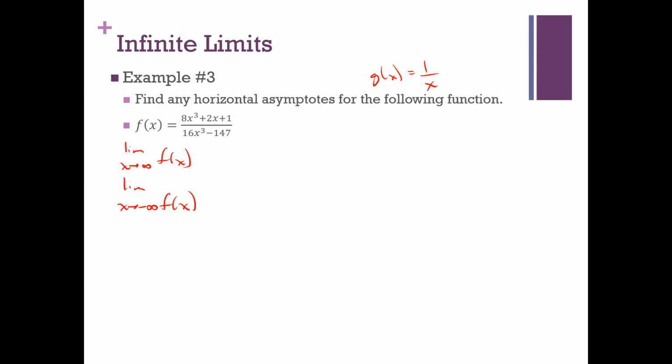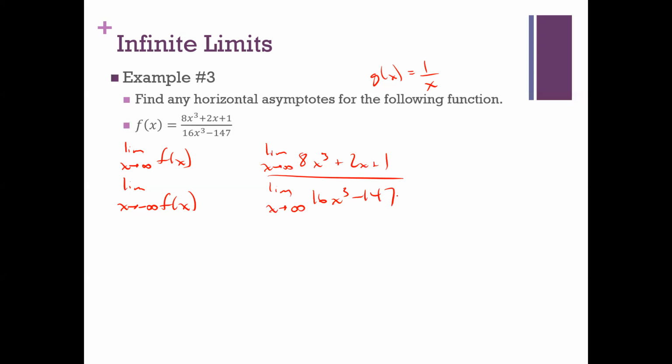Can I just break this thing up and use the limits that way? For example, can I just say the limit as x approaches infinity of 8x cubed plus 2x plus 1 over the limit as x approaches infinity of 16x cubed minus 147? Is that something I can do? It seems like I should, but I can't. Here's what I want to remind you about those limit laws: if I want to use them to break these things down, then the individual limits have to exist.